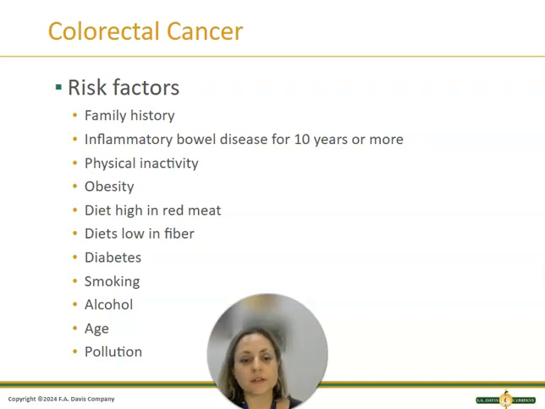Some risk factors, there's quite a few. If there's a strong family history of this, then it's more common for that person to develop it themselves. Inflammatory bowel disease, so this would be Crohn's and ulcerative colitis, which we'll talk about this semester. Physical inactivity and obesity, those kind of tie in together. Diets that are high in red meat and low in fiber. Fiber helps clean out those cancer-causing toxins. So if somebody doesn't have a lot of fiber in their diet, that's just building up, and over time that can cause a mutation. History of diabetes, smoking, alcohol use. The incidence does increase with age, and then pollution.